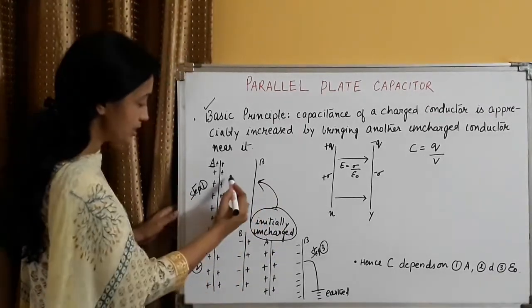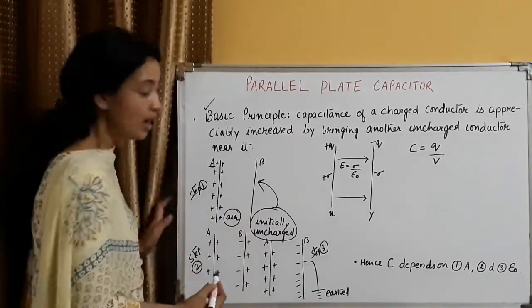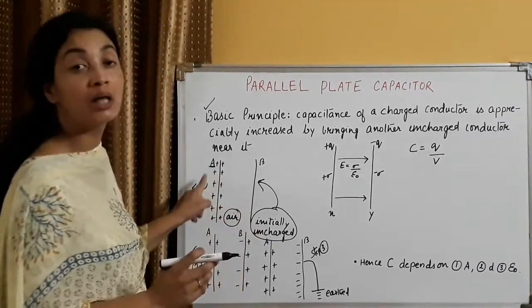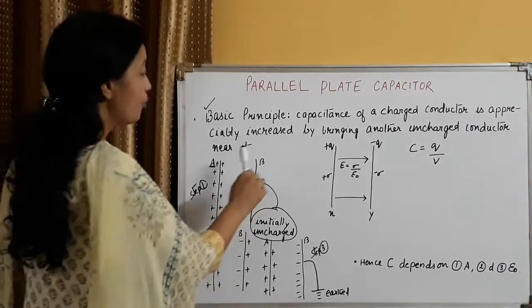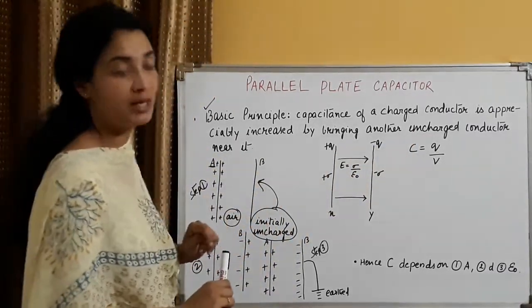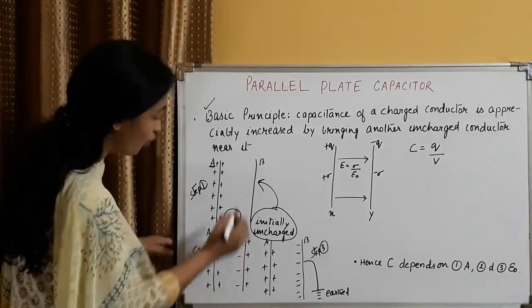Step number 1, this is step number 2. Initially the uncharged conductor is brought close to the charged conductor A. Now by bringing the uncharged conductor we are trying to increase the capacitance of plate A. Step number 2. What happens?